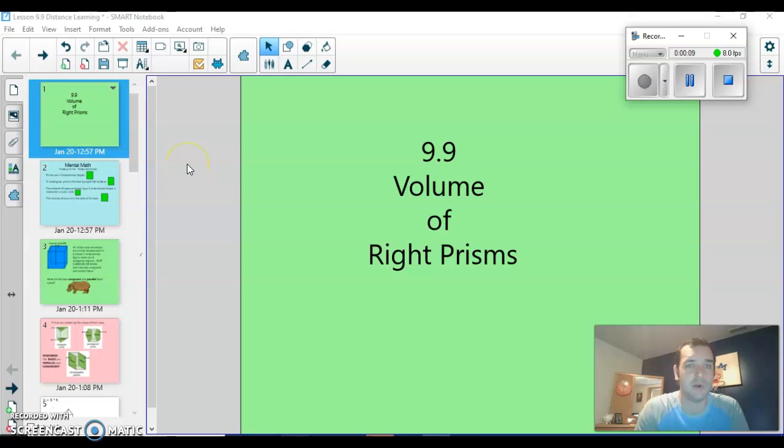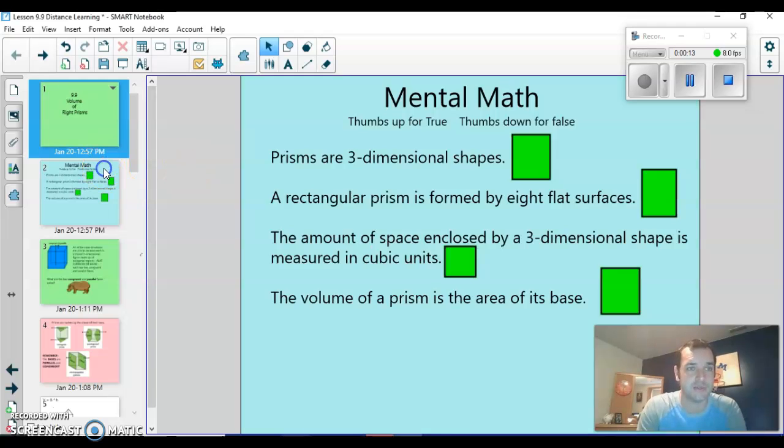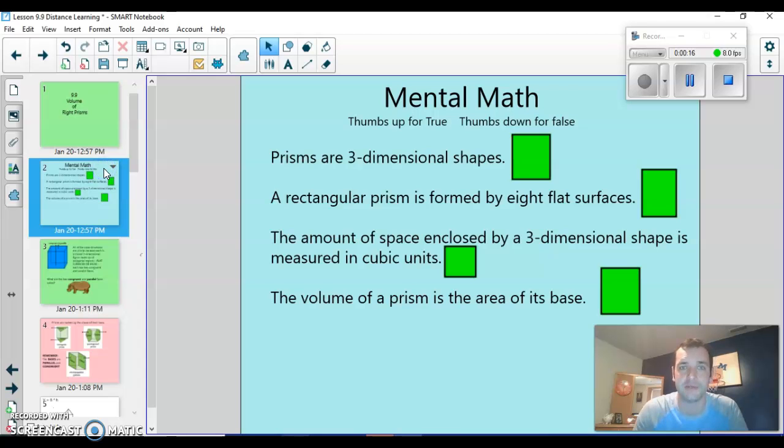All right, good morning, kids. We're going to be working with the volume of right prisms today. Let's do some mental things that we've gone over. Prisms are three-dimensional shapes. Give me a thumbs up or a thumbs down if you think that's true or false. Do you believe a prism has three different shapes to it? Thumbs up, thumbs down? Yes, it has three different sides to it, okay?